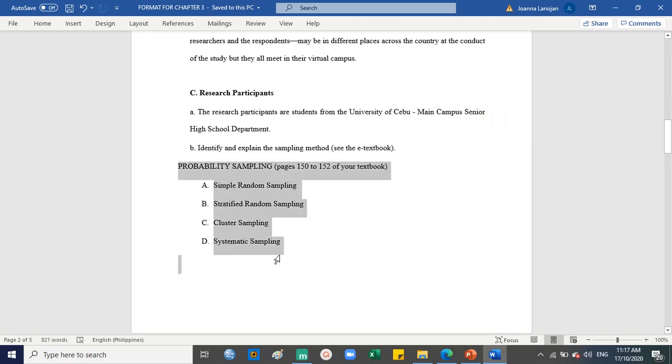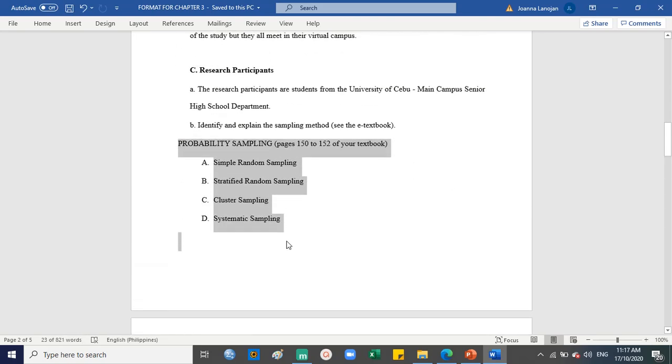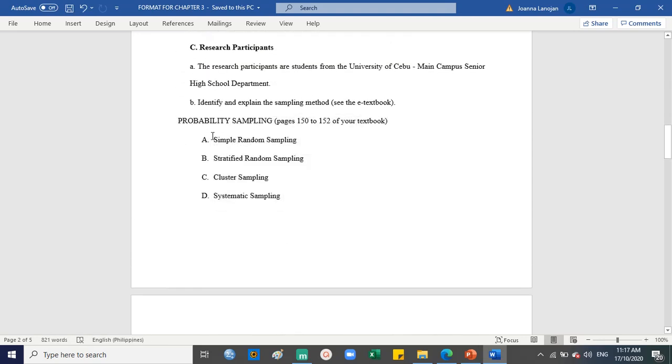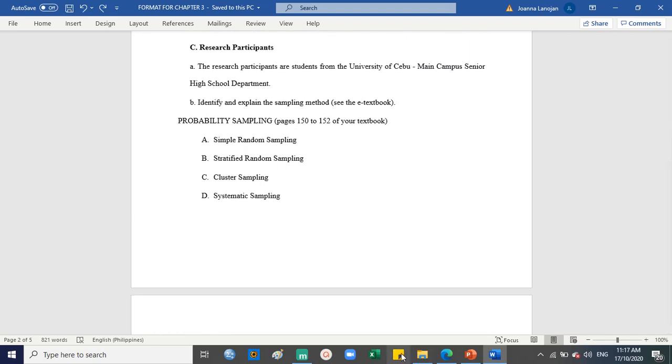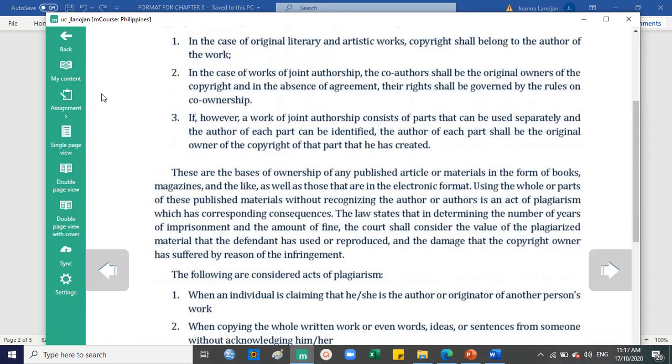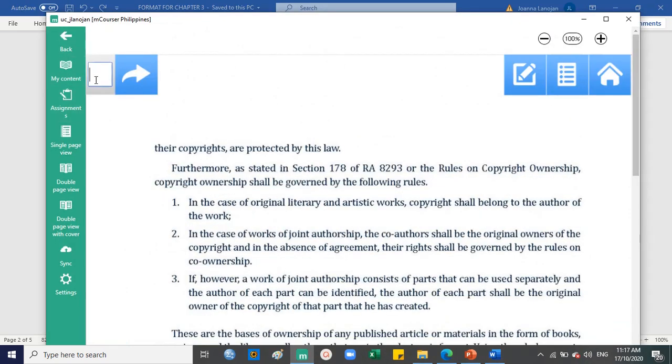We are using probability sampling now. We do not use non-probability sampling. And there are four types under probability sampling: simple random sampling, stratified random sampling, cluster sampling, and systematic sampling. These are on pages 150 to 152 of your e-textbook. You can read what these are. I'll have here page 150.